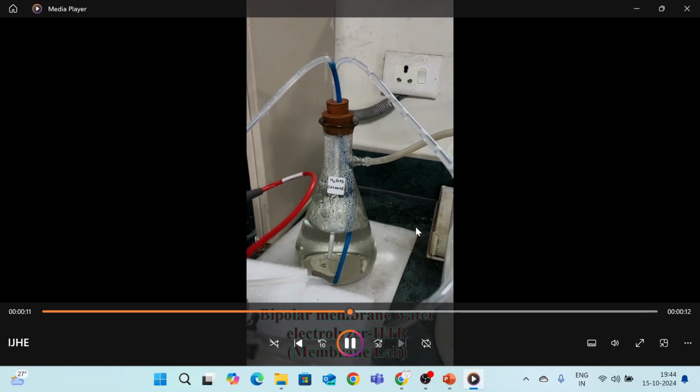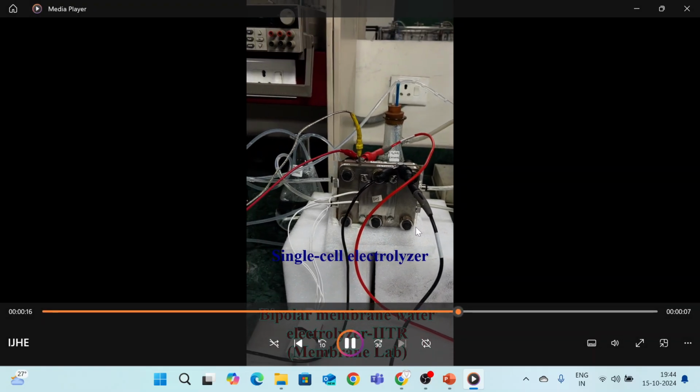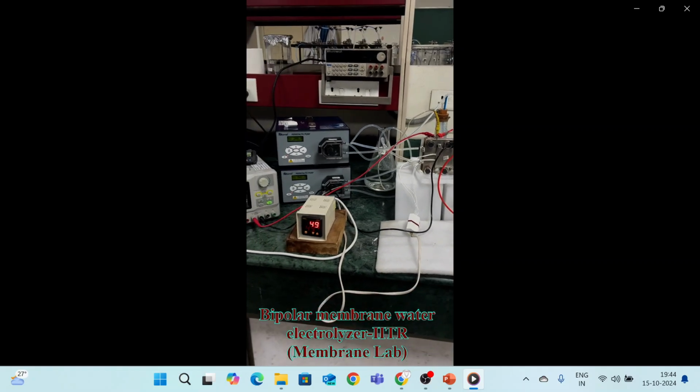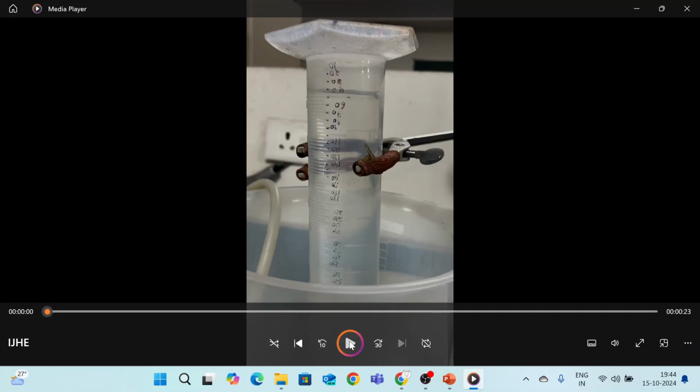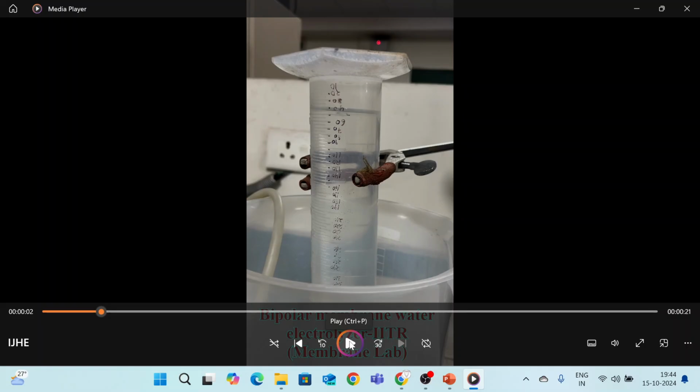This is my setup. This is hydrogen gas collection. So this is my setup. I will explain. This is the way I am measuring the hydrogen. This is the displacement process, the liquid displacement process. You understand that I am putting one pipe here.